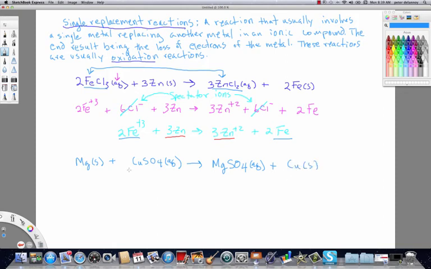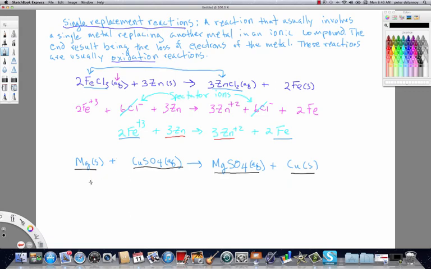Okay, now in terms of balancing, this equation's already balanced. And what I want to point out again is you've got an ionic compound dissolved in water, that's being combined with a metal that's not ionized, and one of the products is going to be yet another solution of ionized metal, with the production of a new metal, being the copper.